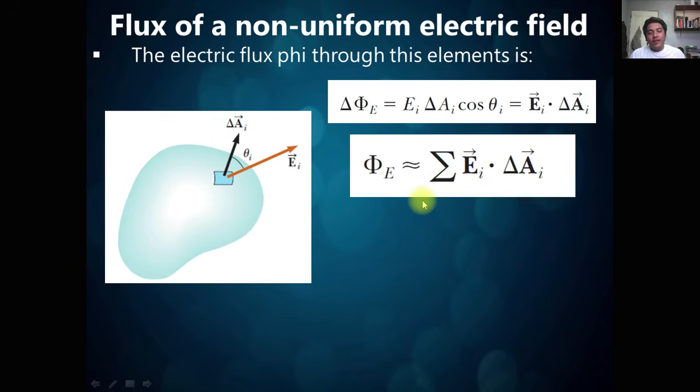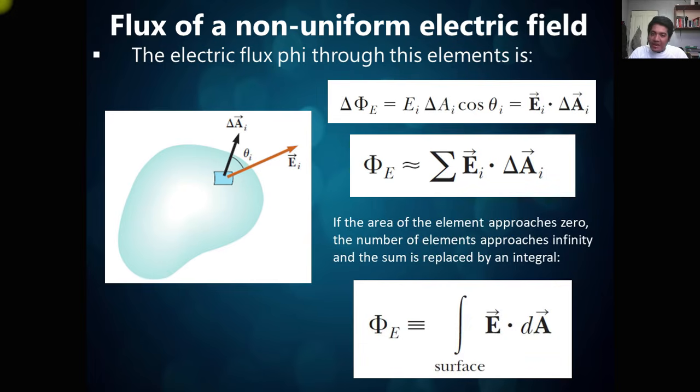But in order for us to really get the accurate electric flux of this surface, a more popular operation is to use the integral. Basically, if the area elements approach zero, then the number of elements approaches infinity and the sum is replaced by an integral sign. That way we can cover all of it, because an integral has to do with finding the area of this surface.